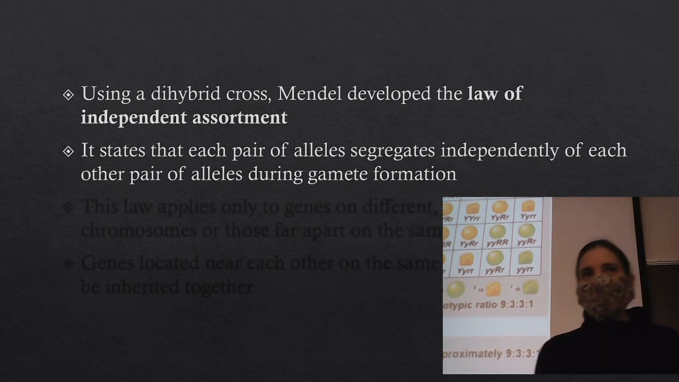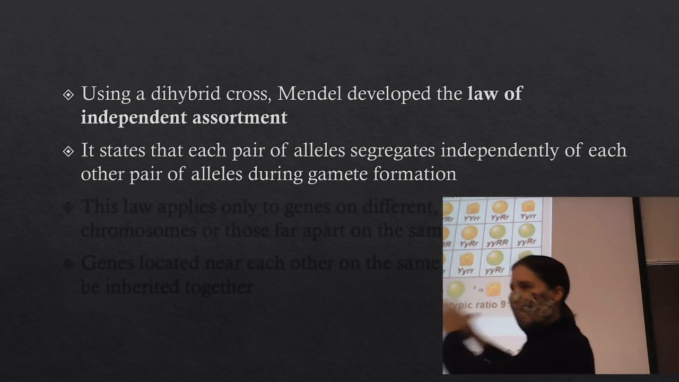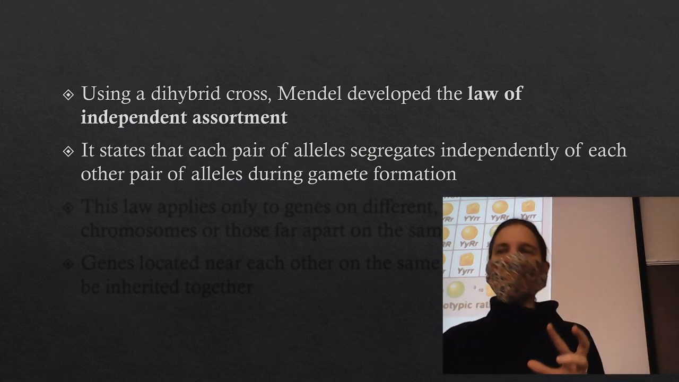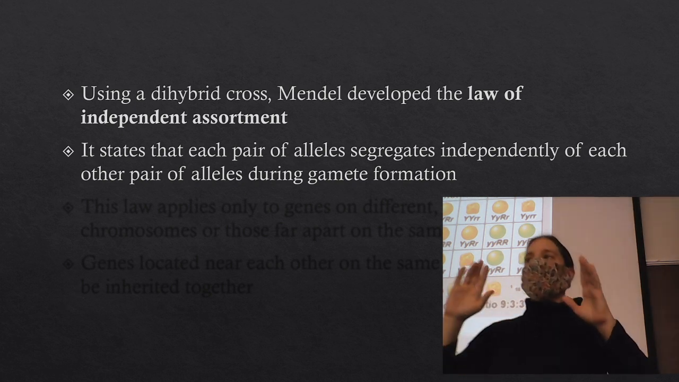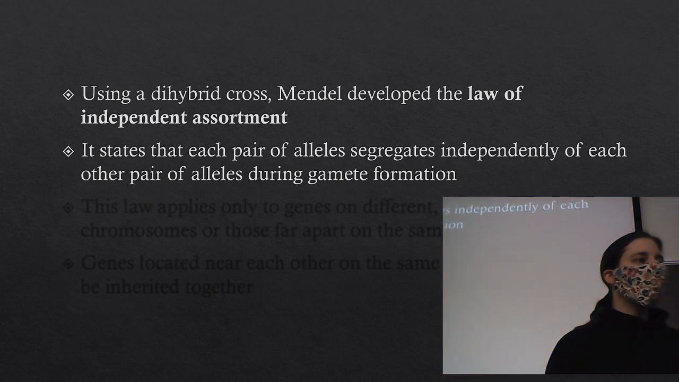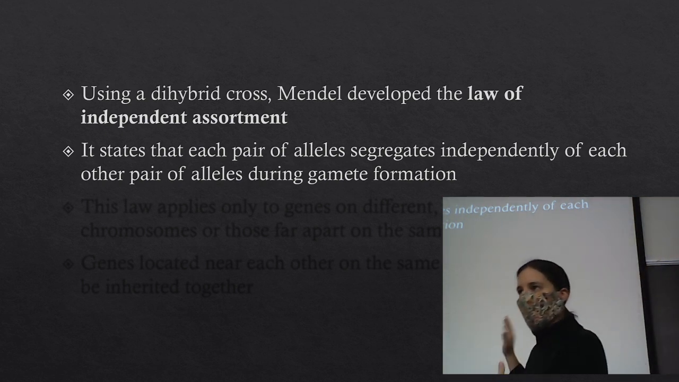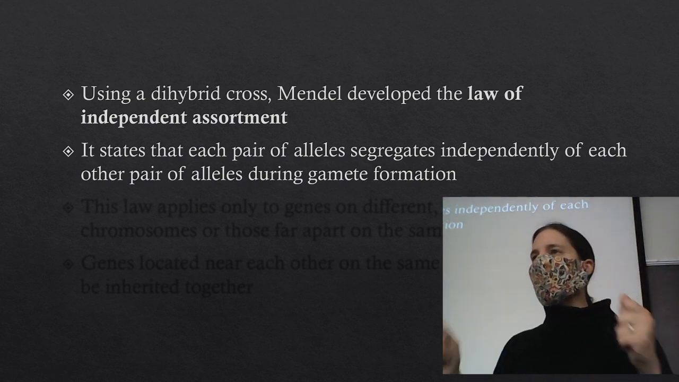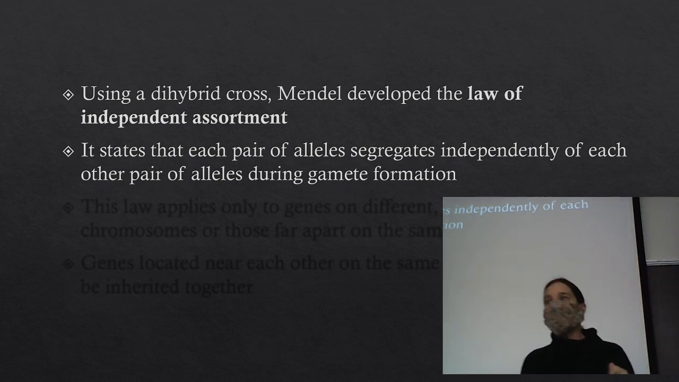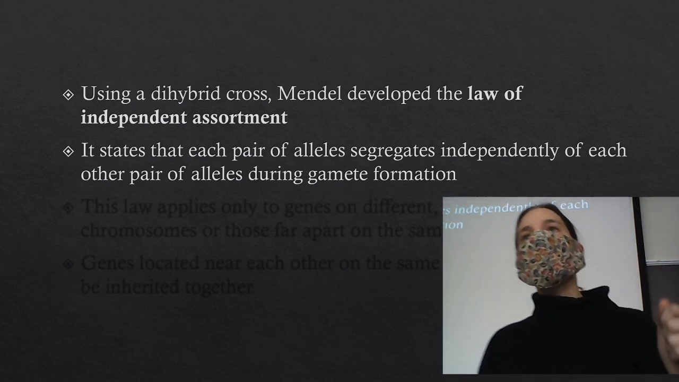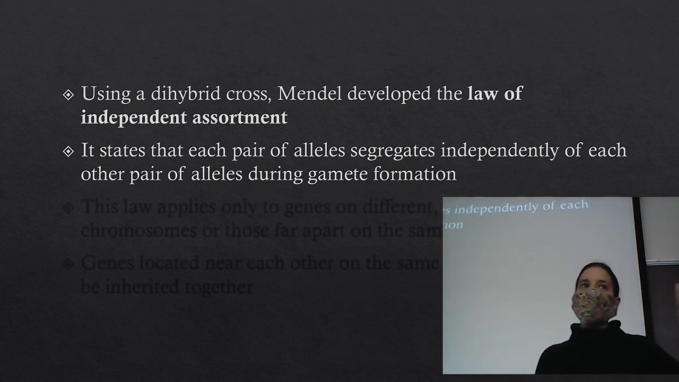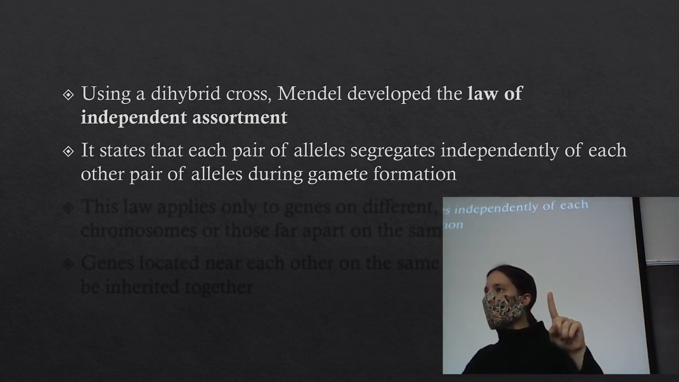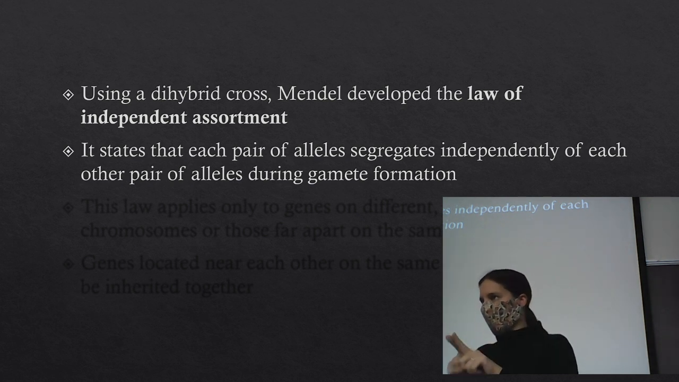Alright. There is a huge caveat. This is super important, and you should commit this to memory: yes, these things assort independently of each other, with a caveat. Love independent assortment, alleles segregate independently of each other. Mendel got kind of lucky. He's right, but he also got kind of lucky in that the gene for pea color and the gene for pea wrinkliness aren't close together on the same chromosome.